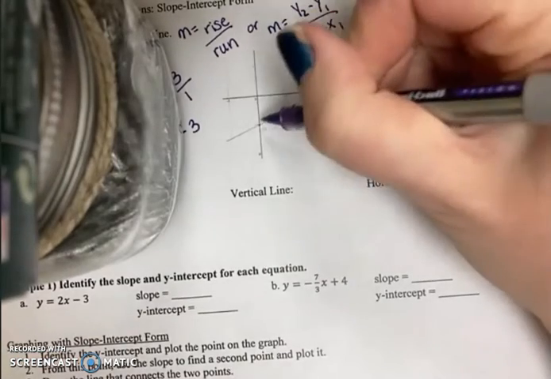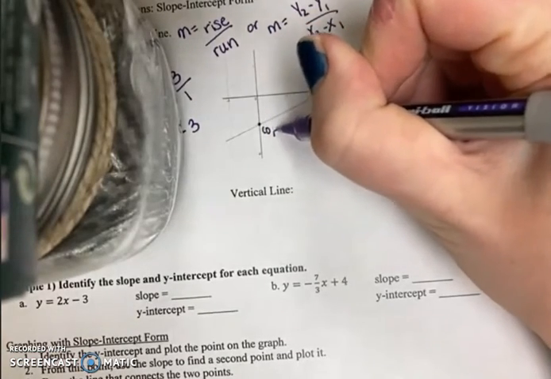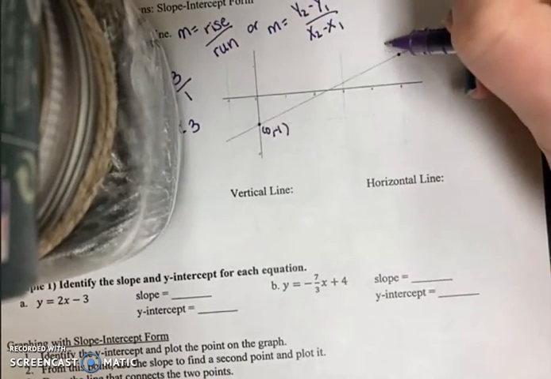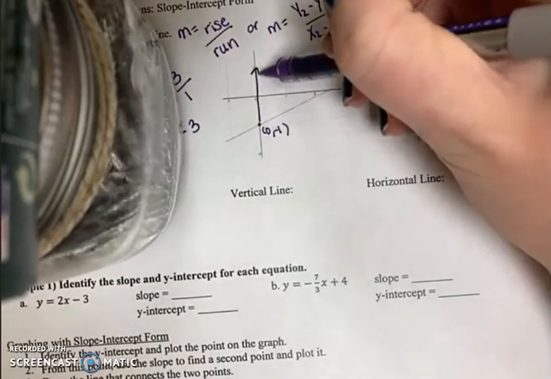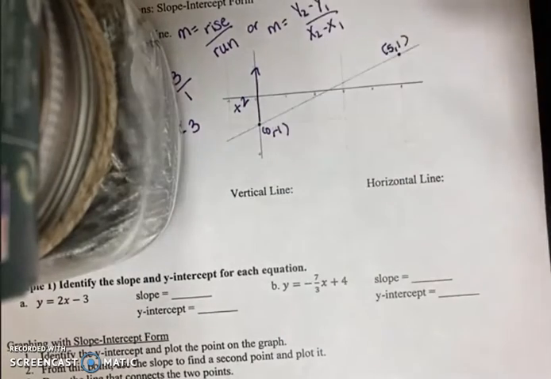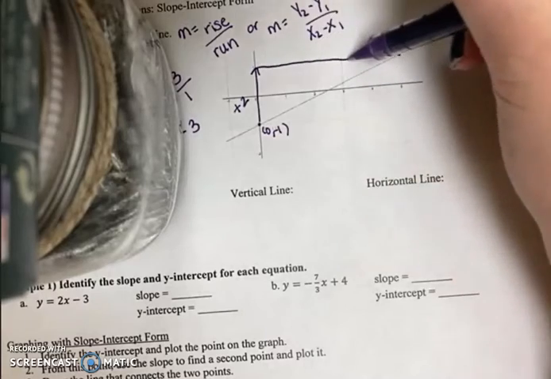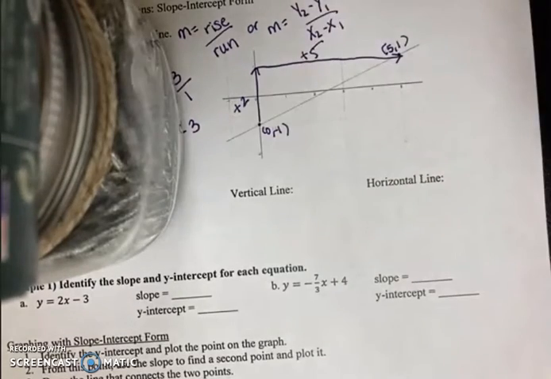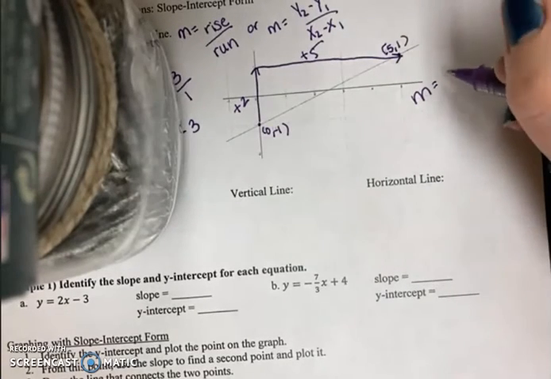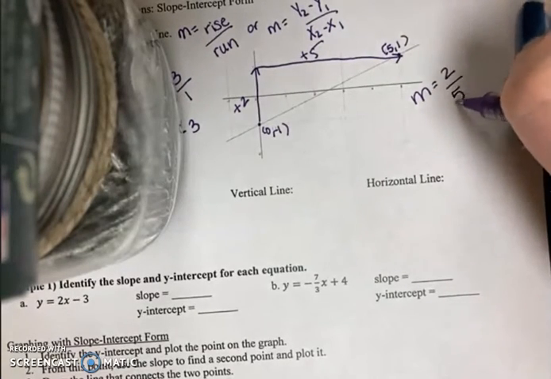All right, the next one, we have a point at 0, negative 1, and then we also have a point here at 5, 1. Rise is up 2, which is a positive movement. And then run is right 5, so that's a positive movement as well. If I'm doing rise over run, that would be 2 over 5.